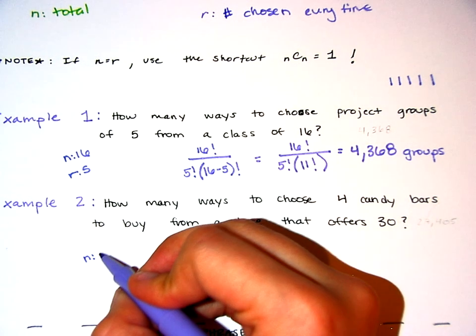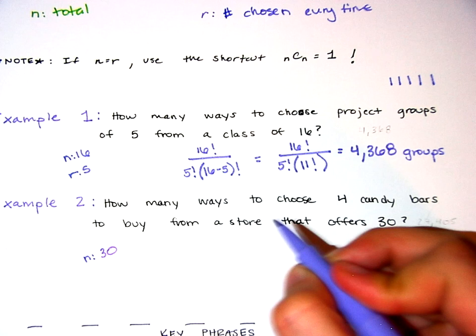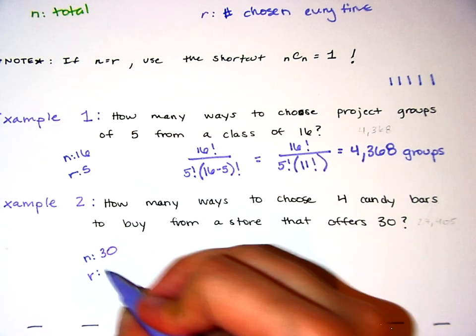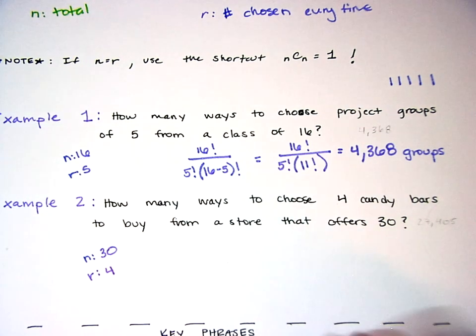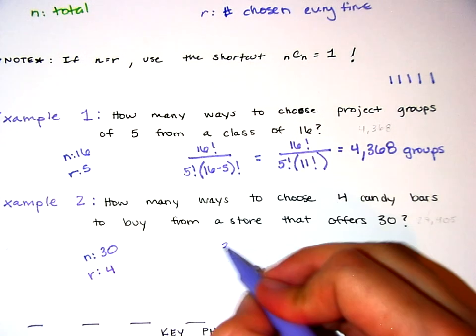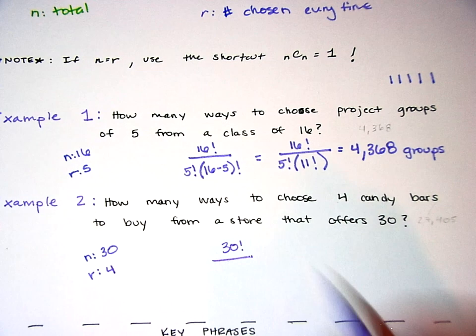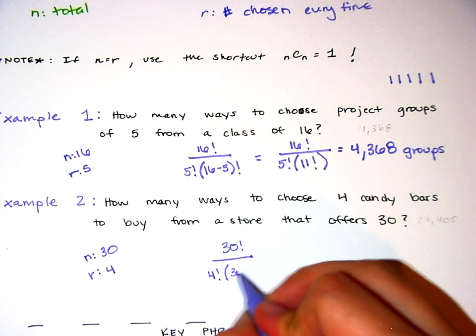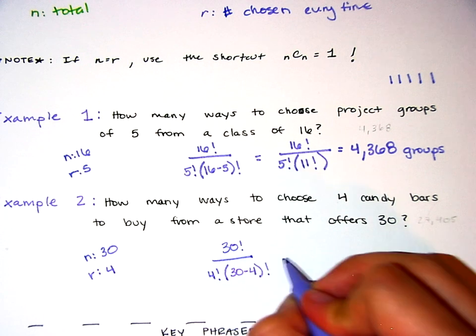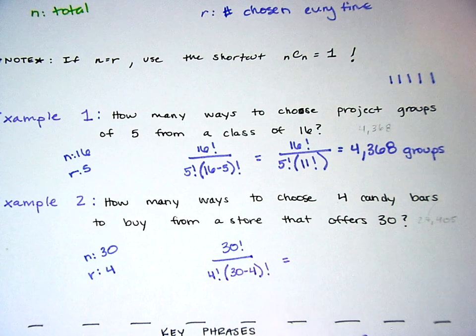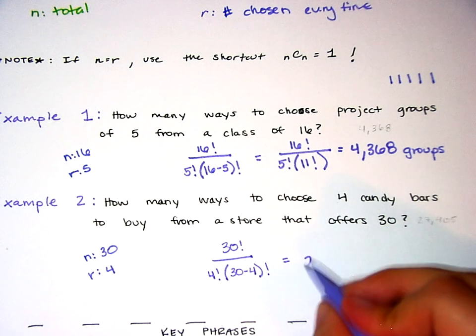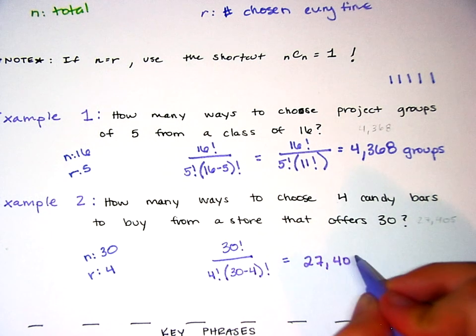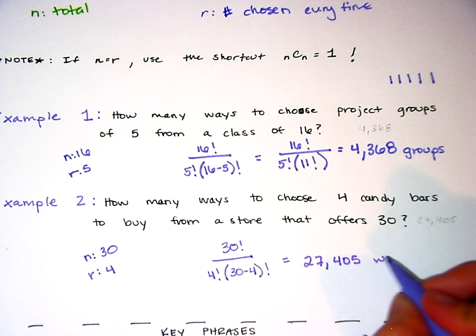My n value is 30, it's my total. And then my r value is 4. Okay? So again, using my formula, I've got 30 factorial divided by 4 factorial times 30 minus 4 factorial. So again, this is just plug and chug. You're taking those numbers and plugging them into the formula. Once I calculate this, you get 27,405 different ways.